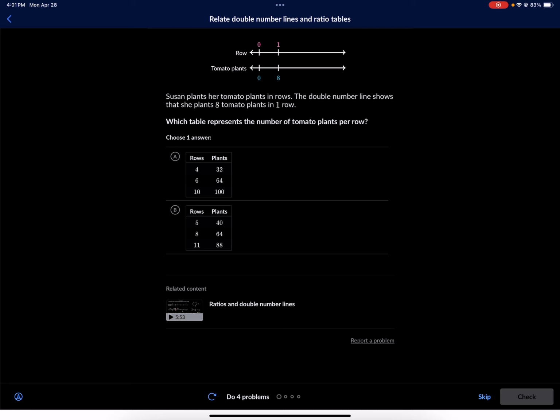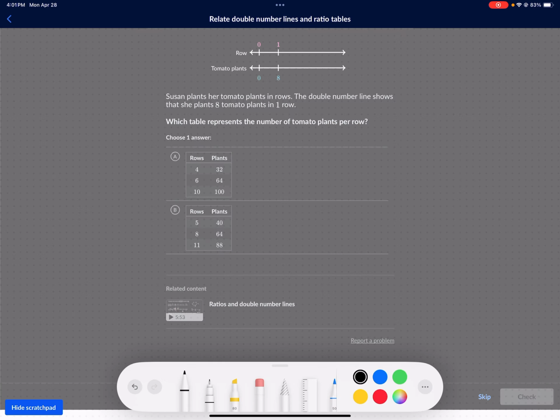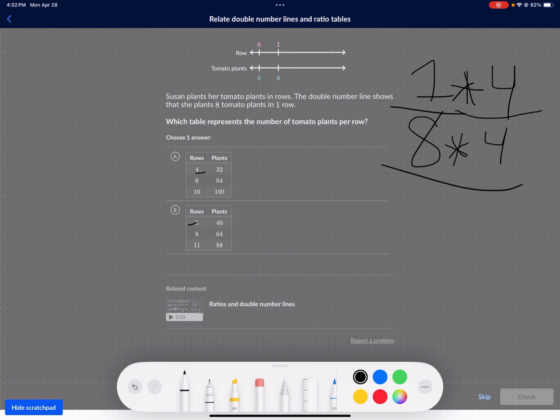So let's see what we have here. We have row 1 over 8. So if we want to get any of these numbers, we need to multiply. So 1/8. Let's try A first. So we want 4 rows. What number will give me 4 rows? 4. And then we have plants, so we also have to multiply this by 4, no matter what, if it's correct or not. So what was this equal to? 4 over 32. Good. So far A is correct.